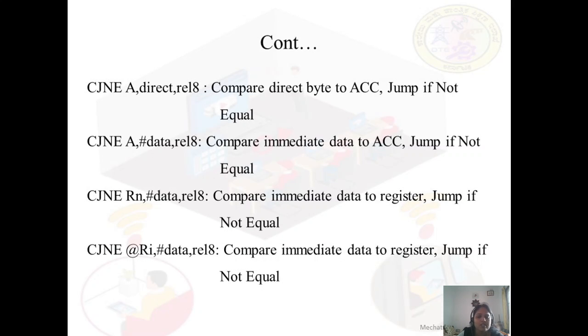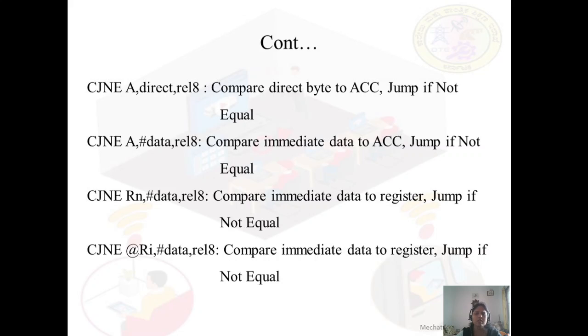In the CJNE, these are the different representations. That is CJNE A, direct, relative address. That is, you will compare the direct byte and the accumulator and jump if it is not equal. And here you are comparing your accumulator and the immediate data. And here you are comparing the data that is in the register with the immediate data. Then this is the CJNE for indirect data. That is, we will compare with the immediate data. If it is not equal, it will jump.